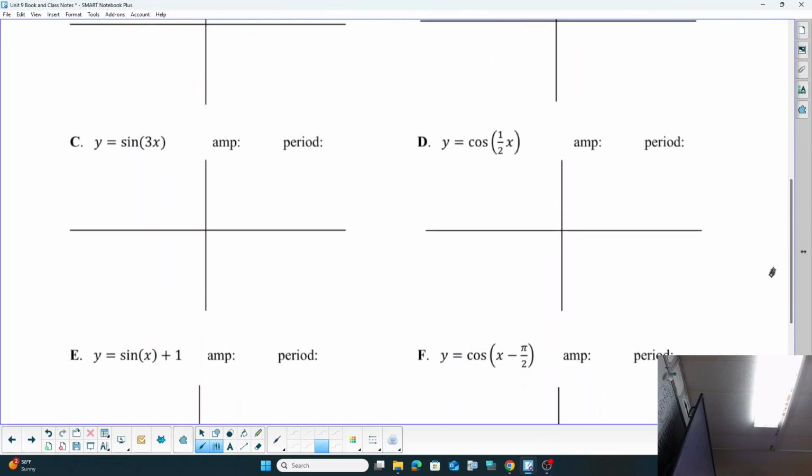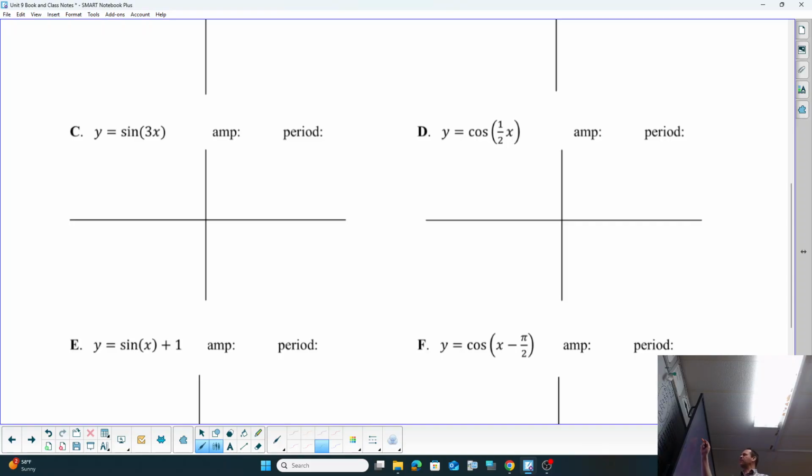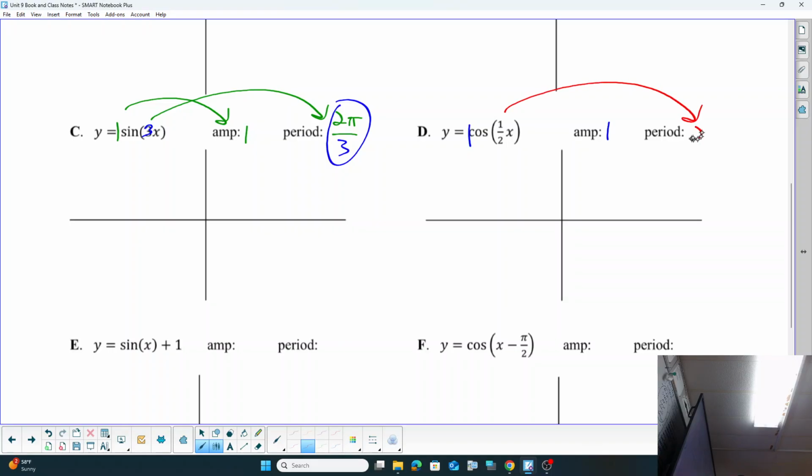So down here, we have an amplitude of 1. Now our period, again, is going to be 2 pi over that number there. And so that's actually a 3. So our period there is 3. This one would be an amplitude of 1. And then the period would be 2 pi over 1/2.